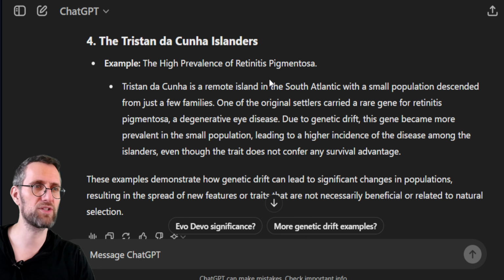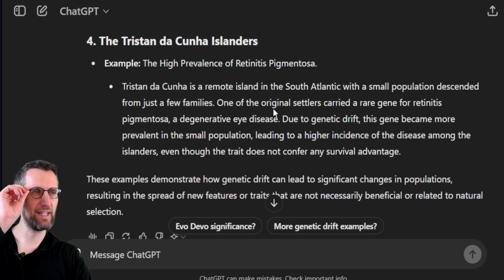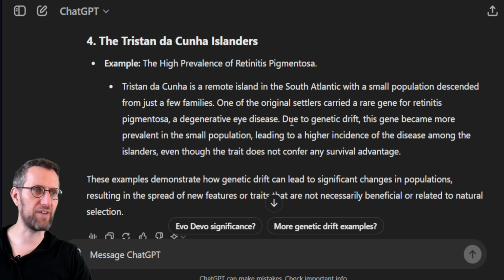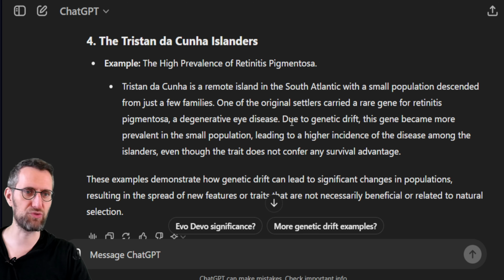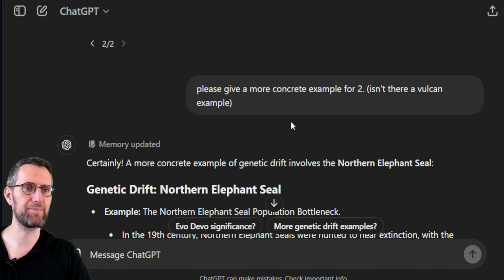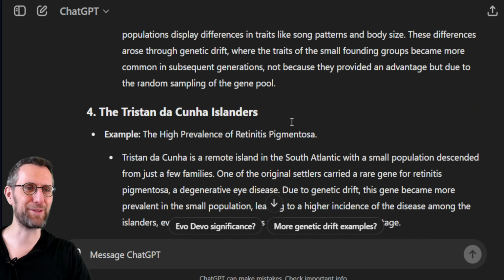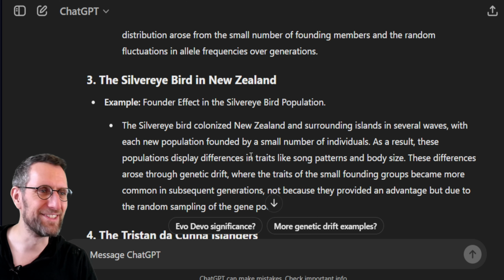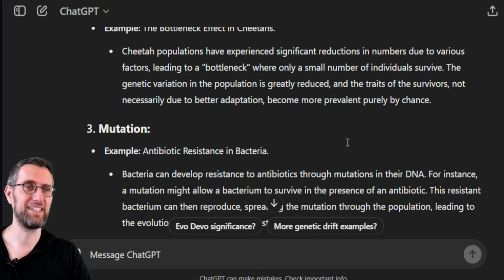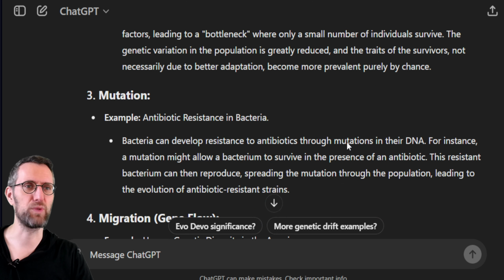Okay, the high prevalence of retinitis pigmentosa. Okay, remote island, and there were just a few families, and they had this kind of degenerative eye disease, and then because of genetic drift, more of them have this degenerative eye disease. Wait, I read the example with the bird too quickly. So what do they actually have? Oh, they have different body size and different songs. So what else do we have?